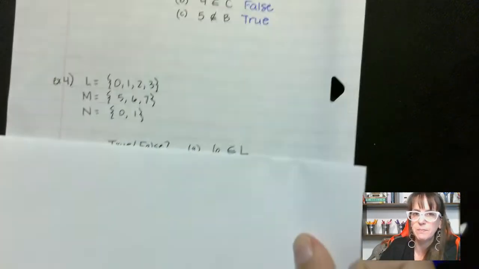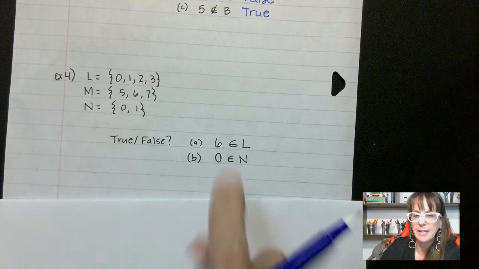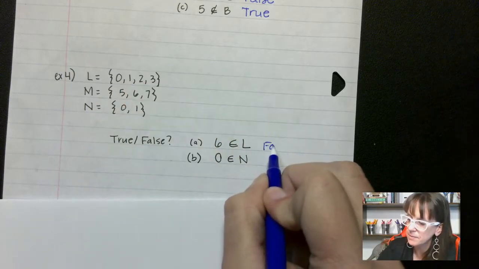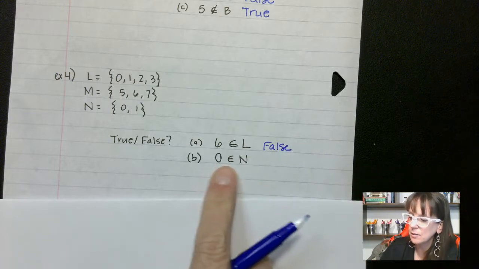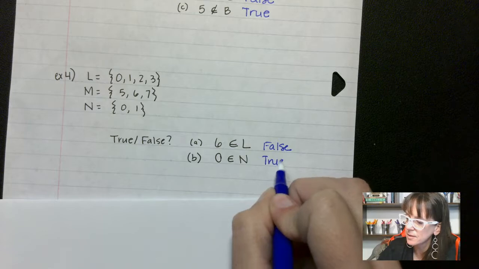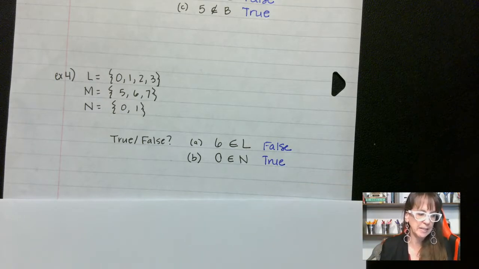Okay, let's try this one. True or false again. Is 6 included in L? It is not, so this is false. Is 0 included in N? It is, so this is true. Okay, so that's all you need to know about sets for right now.